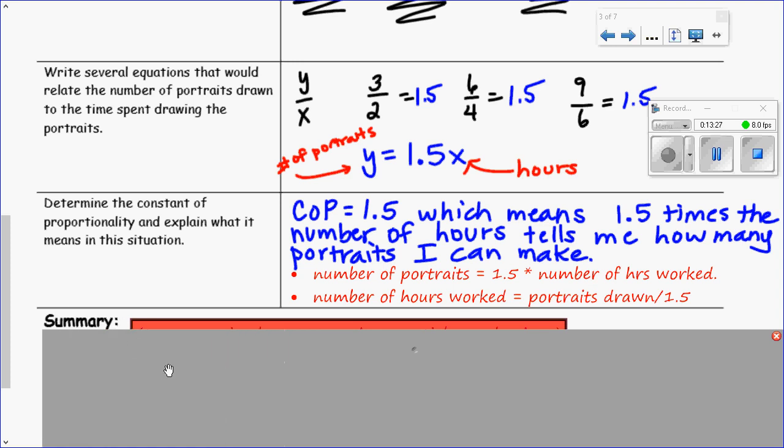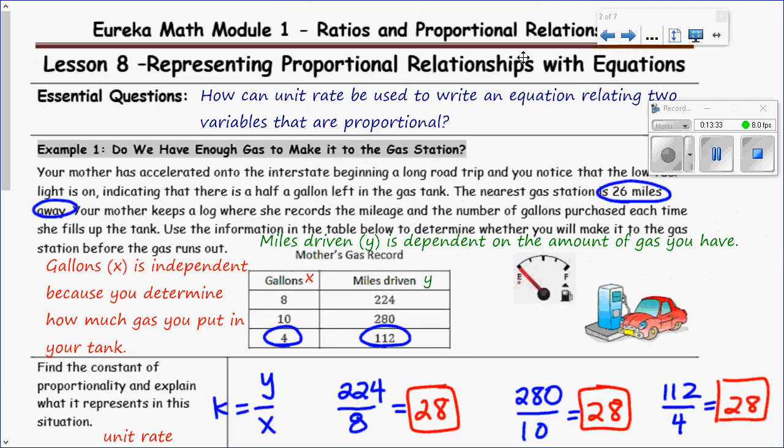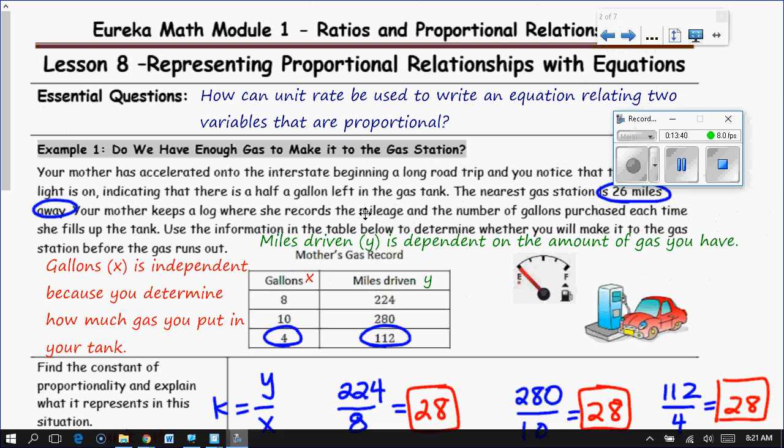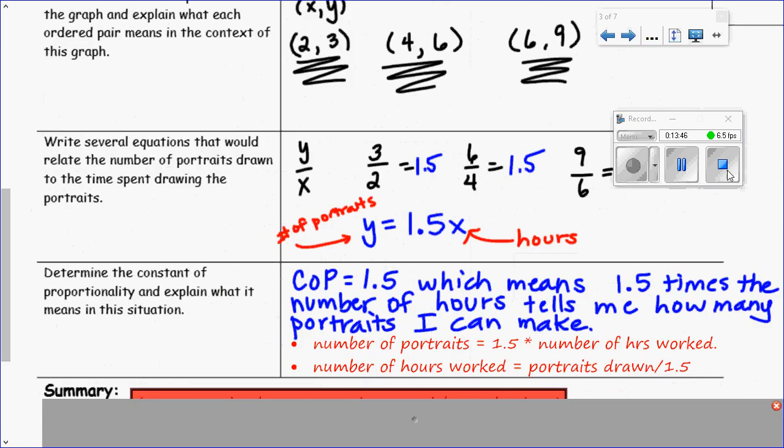Okay, now the summary, just like all summaries, you can do that now, or you can do it in class if you have questions on it, but you're just answering that essential question. So how can unit rate be used to write an equation relating two variables that are proportional? So all you're going to do is put into words how did we take the unit rate and make it into an equation? Okay, and that is going to be a wrap on lesson 8.